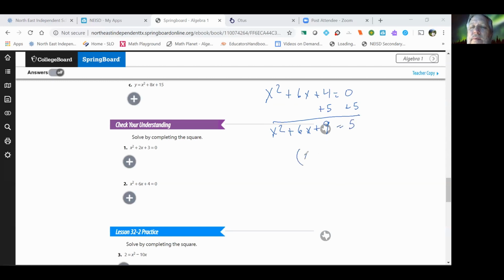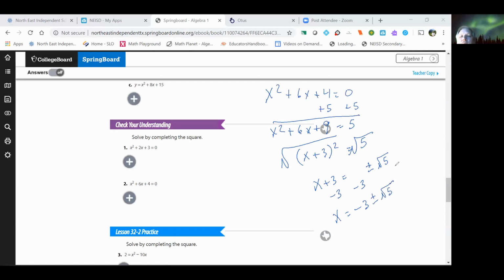This becomes x plus 3 squared equals 5. When we take the square root of both sides, it'll be x plus 3 is equal to plus or minus the square root of 5. Subtract 3 from both sides. We get x is equal to negative 3 plus or minus the square root of 5. And the square root of 5 cannot be simplified further, so we leave it like that.